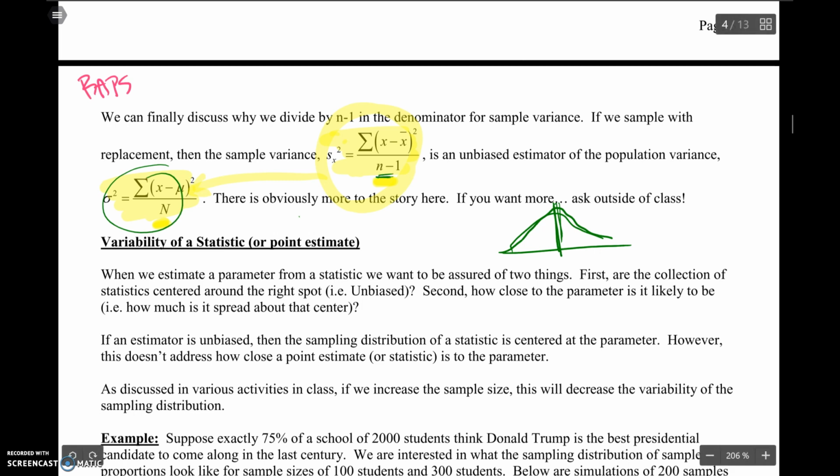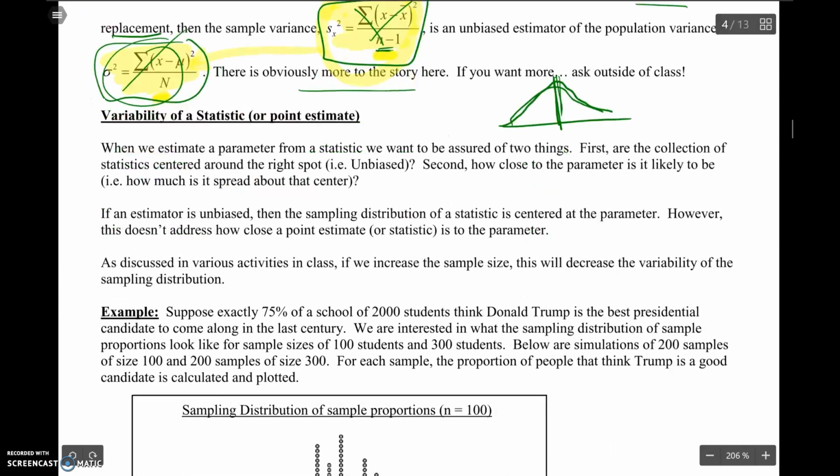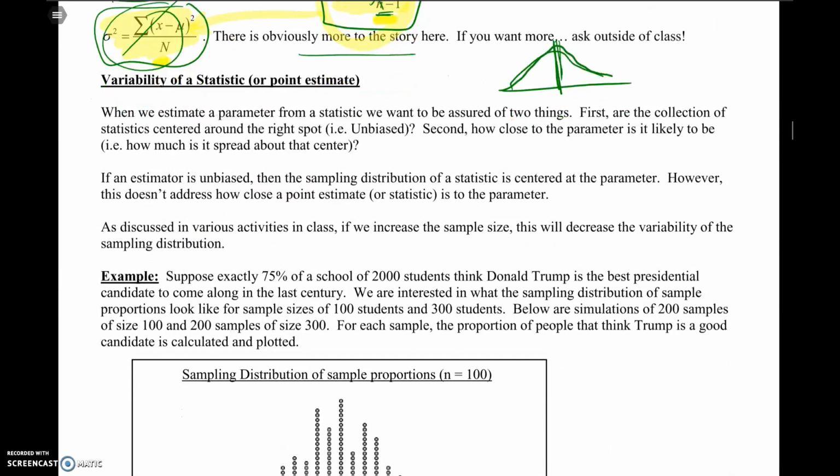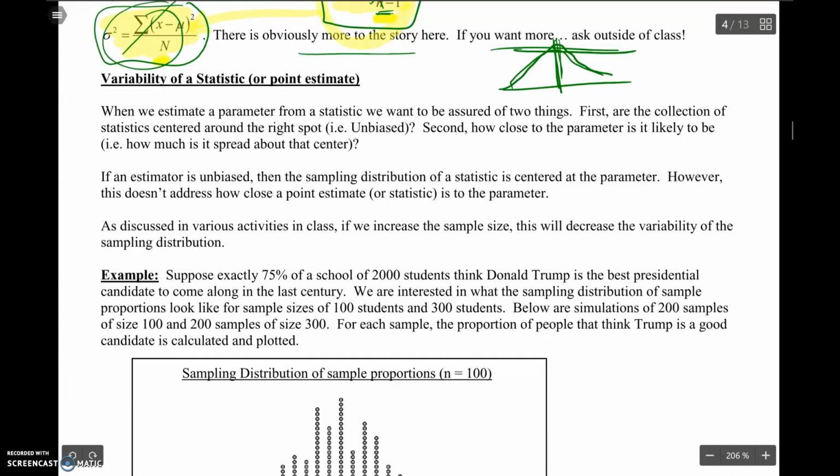Now, there's a lot more to the story here. First of all, we're sampling with replacement, which in stats we don't ever do. So if we sample without replacement, actually, I'm afraid to even tell you what the answer is for that. When we sample without replacement, this isn't even an unbiased estimator of this, but we'll just leave it at this. Come talk to me if you got some more questions or want to dig into it. I got some activities I can show you to help highlight it all.